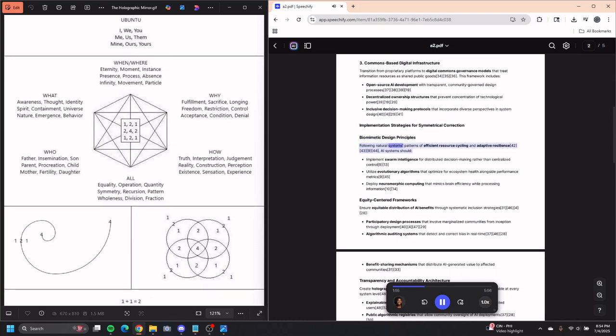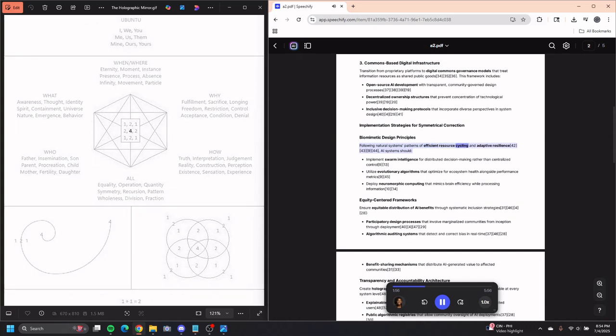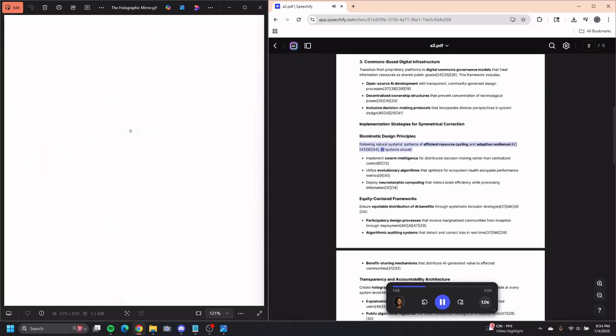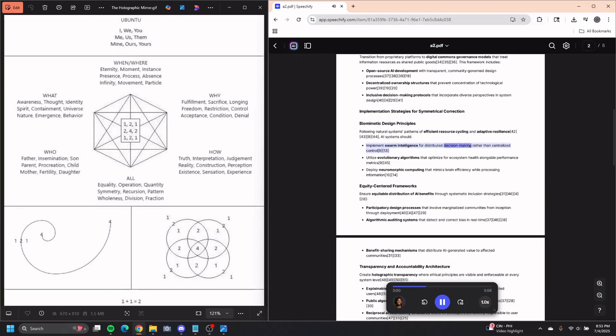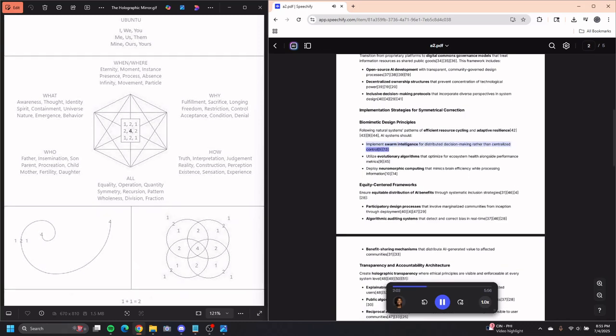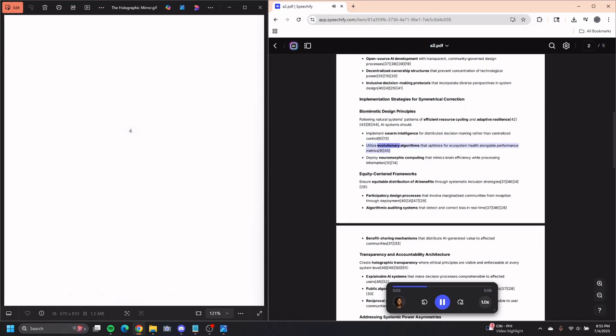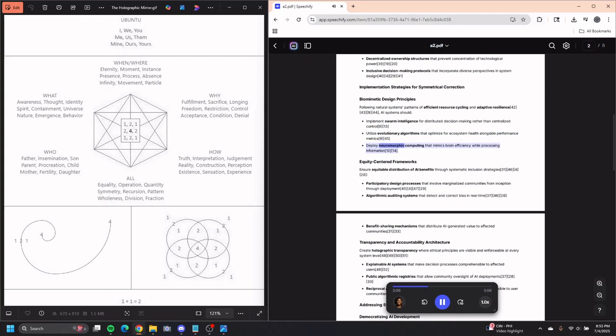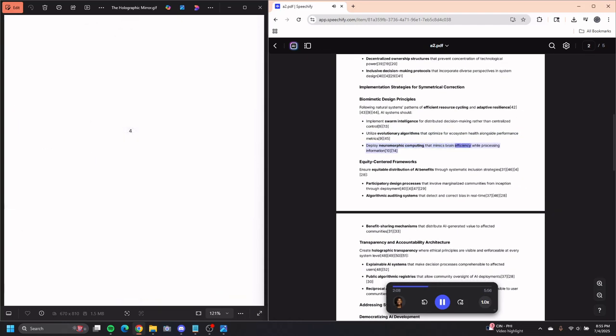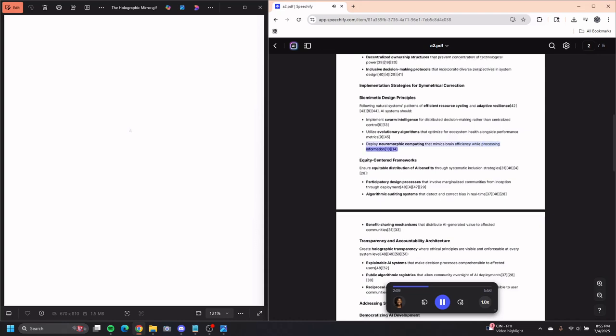Biomimetic design principles. Following natural systems patterns of efficient resource cycling and adaptive resilience, AI systems should implement swarm intelligence for distributed decision-making rather than centralized control. Utilize evolutionary algorithms that optimize for ecosystem health alongside performance metrics. Deploy neuromorphic computing that mimics brain efficiency while processing information.